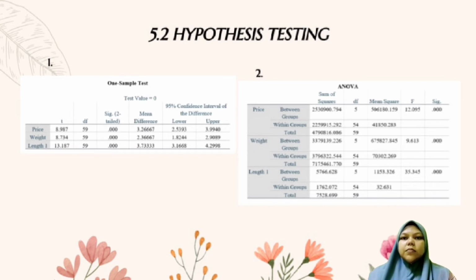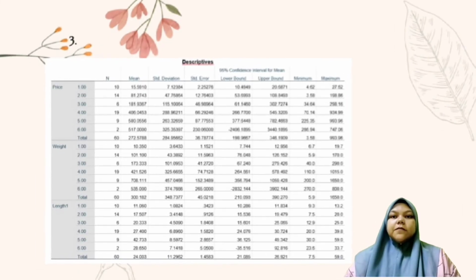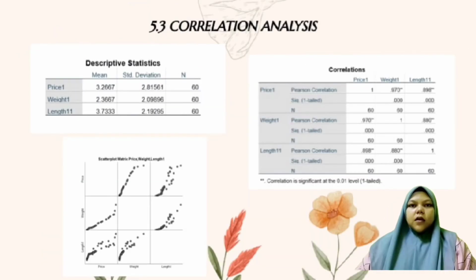Number 2 is the ANOVA table. ANOVA is a statistical method that separates observed variance data into different components to use for additional tests. For the descriptive table, there are 3 categories, which are price, week, and range 1. The total of n for all the categories remains unchanged at 60. Standard deviation, means, standard error, and the confidence interval of the difference for lower and upper bound have been stated for the 3 categories.